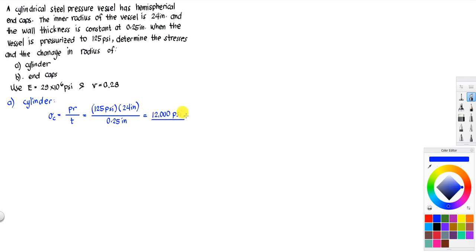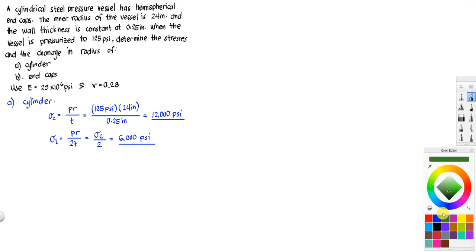Okay, madali lang, ano. So again, you can have now the longitudinal stress. So we can have it as PR all over 2T. Okay, or it's just equal to circumferential divided by 2. So we can have it divided by 2. We can have it 6,000 psi. Okay? Now, para makompute natin yung change in radius niya, okay, we need to have what we call the strain, okay?